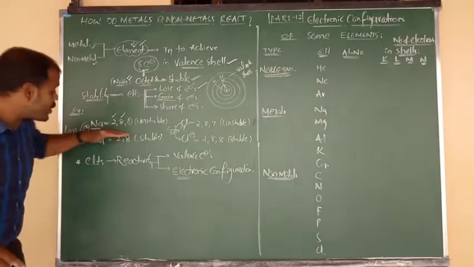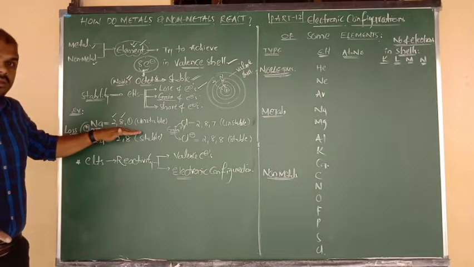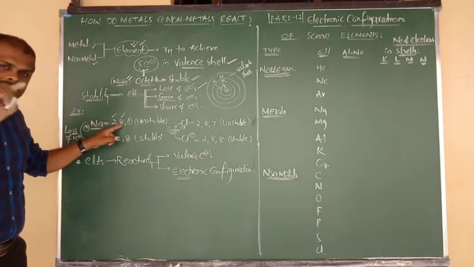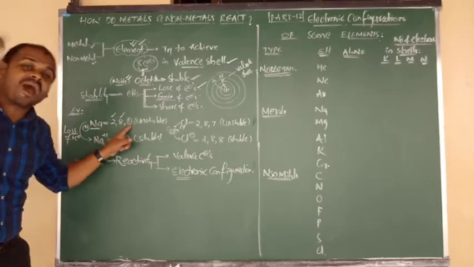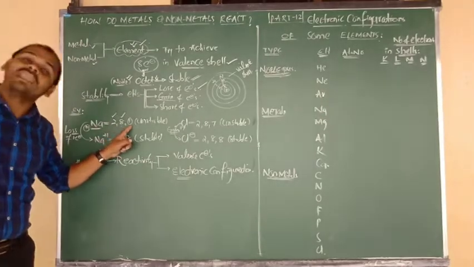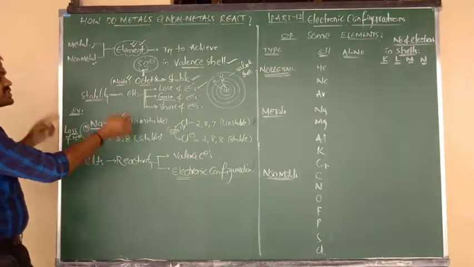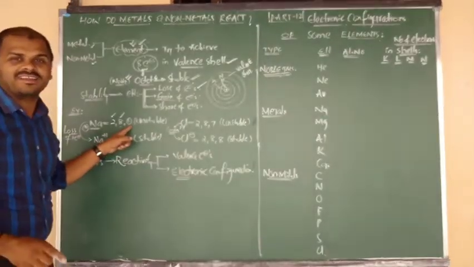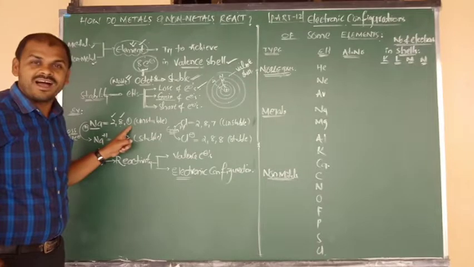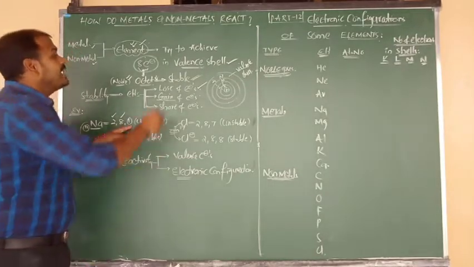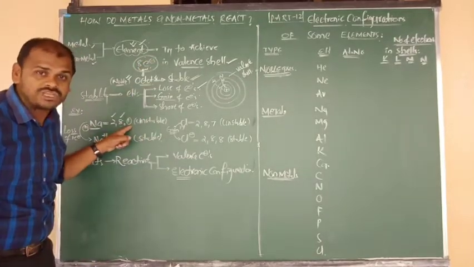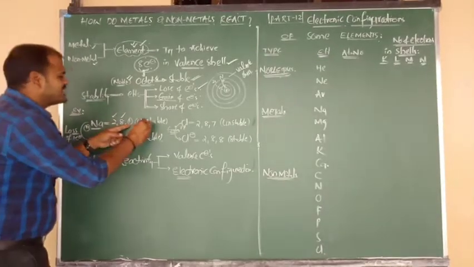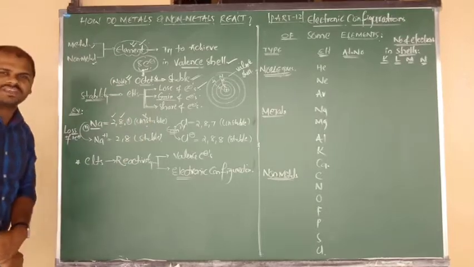So as per the electronic configuration in sodium, the first orbit contains 2, the second shell contains 8, and the third shell, the outermost shell or valence shell, contains only one electron. How many electrons are there in the valence shell of sodium? Only one electron. An outermost shell containing 8 electrons is a stable configuration, but sodium's outermost shell contains 1 electron, so this is an unstable configuration.